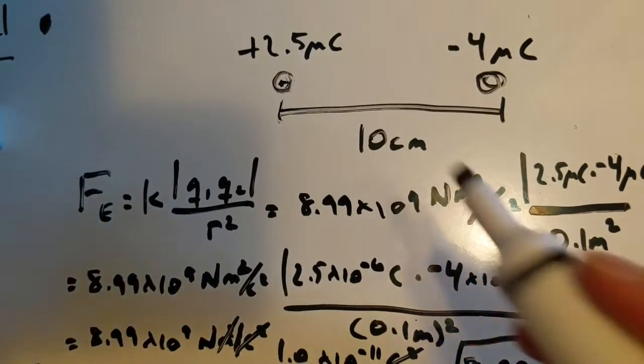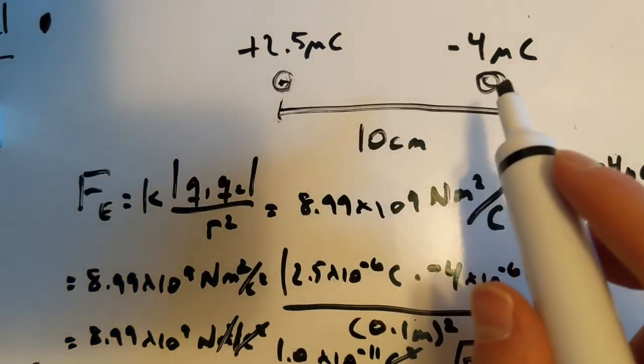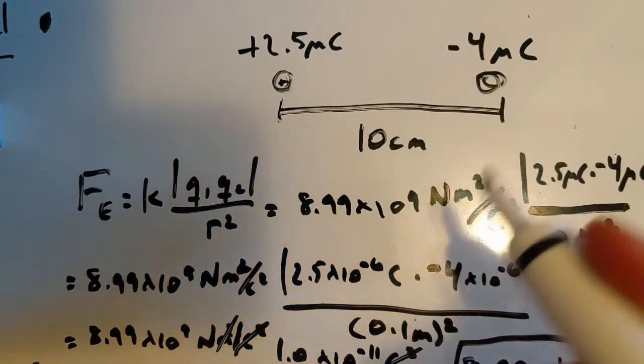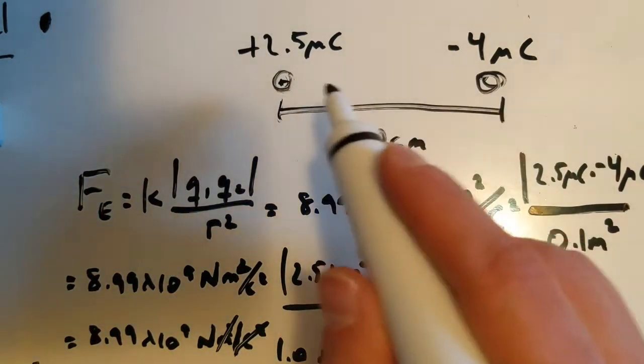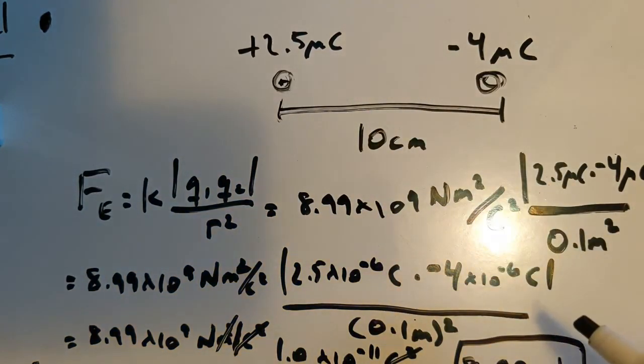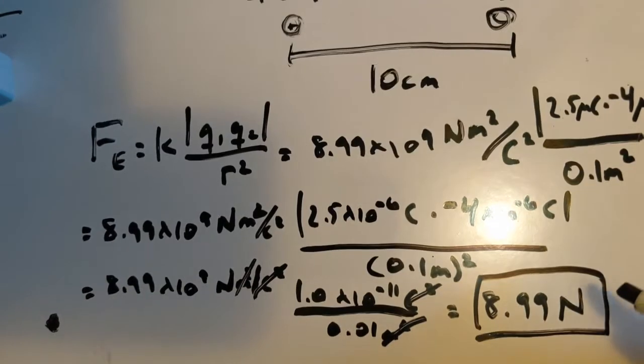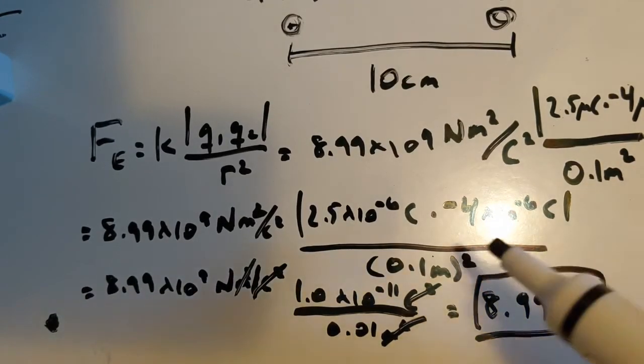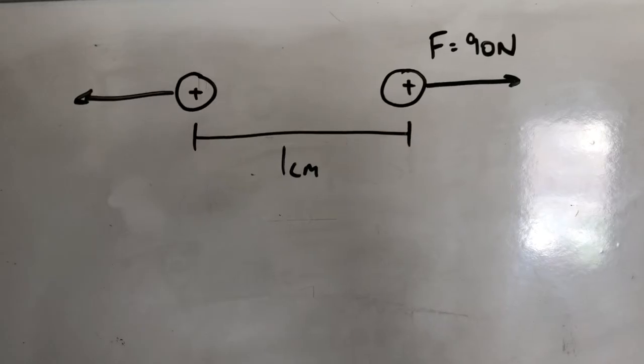If you can remember, we have a positive charge here and a negative charge here. And because opposite charges attract, that's going to be an attracting force between those two charges. So we're going to get 8.99 newtons pulling those two charges together.